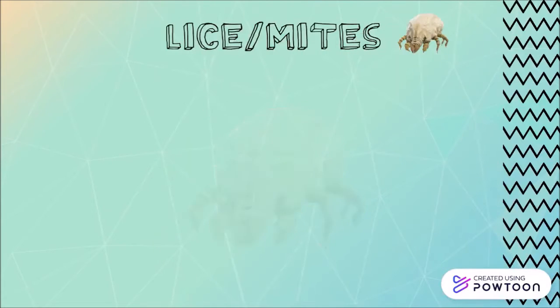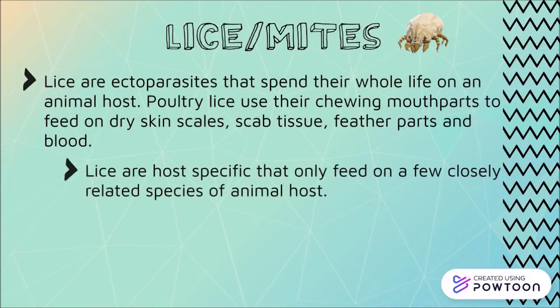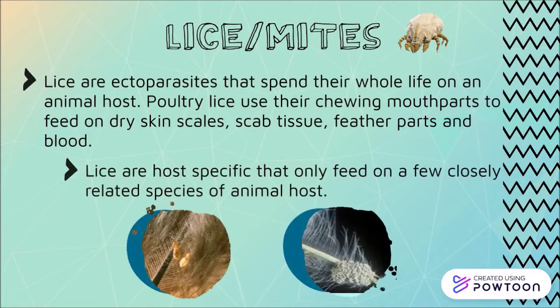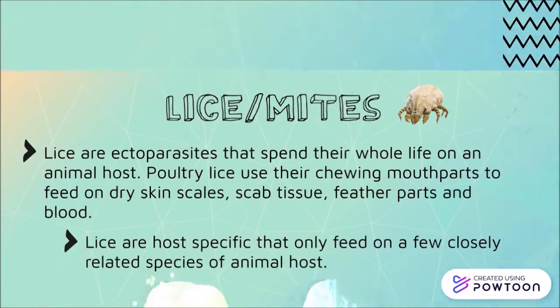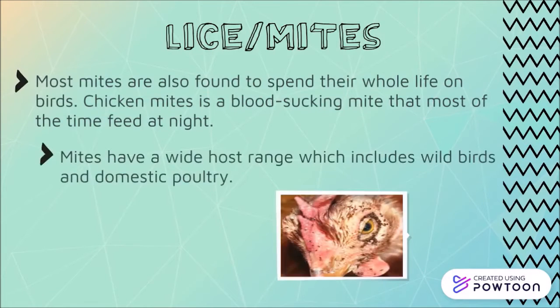Next vector on the list would be lice or mites. Poultry lice use their chewing mouth parts to feed on dry skin scales, scab tissues, feather parts, and blood. Lice are host-specific and they only feed on a few closely related species of the animal host. Chicken mites are blood-sucking mites that most of the time feed at night. They have a wide host range which includes wild birds and domestic poultry.